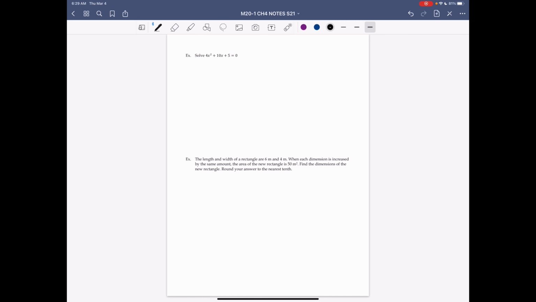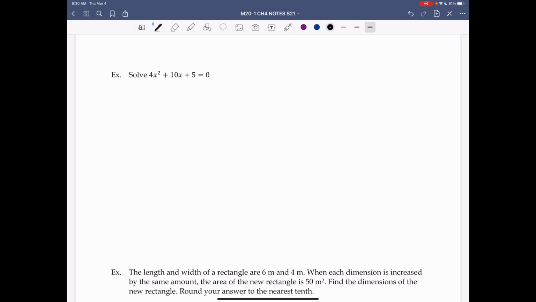Example, solve 4x squared plus 10x plus 5 equals 0. Step 1, group our x squared and x terms together. 4x squared plus 10x, leave a space, close the bracket, plus 5 equals 0.